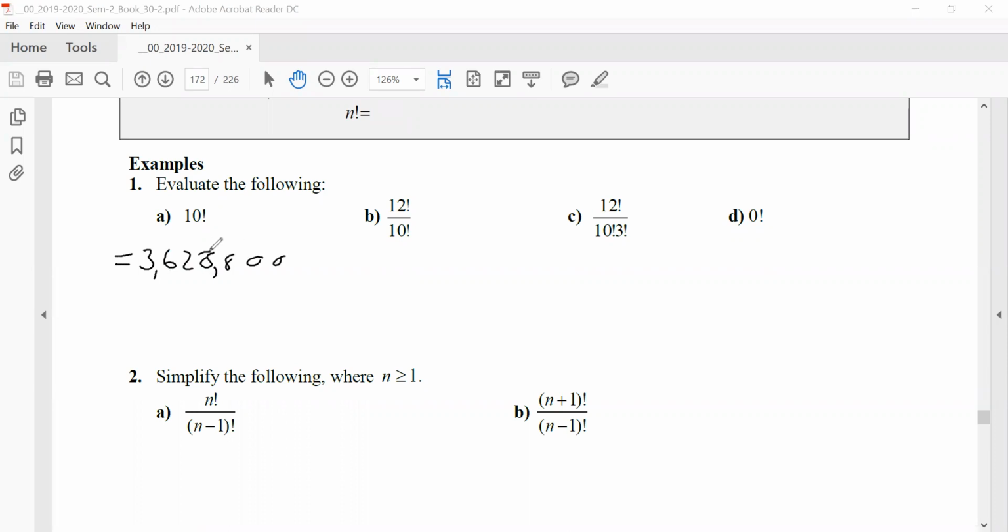I want you to think, what does that even mean? 10 factorial means there's 10 people in a row. How many ways can they stand in a row? There's 10 cards in my hand. How many ways can I line up 10 cards? That's a lot. That's a huge number.